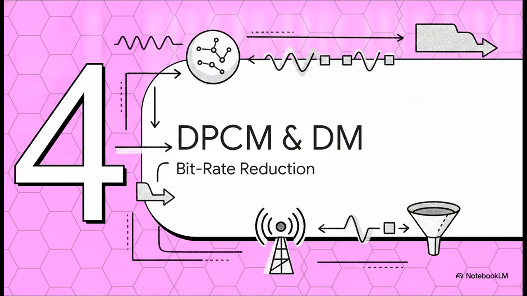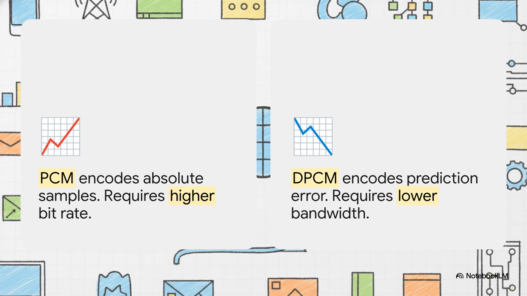Let's keep this momentum going. Section 4, DPCM and delta modulation. It's all about achieving bitrate reduction. So let's directly contrast standard PCM with differential PCM, or DPCM. Standard PCM encodes the absolute raw sample value, right? If the voltage is 4.7, it explicitly encodes 4.7.